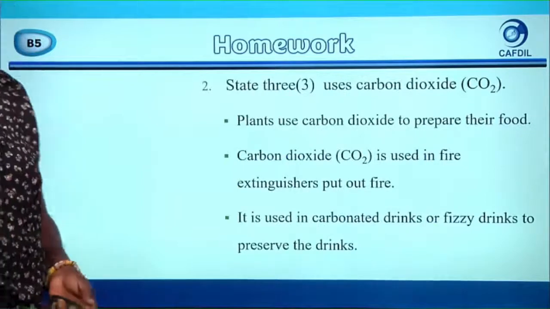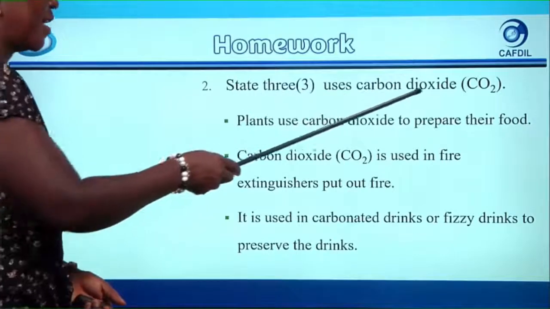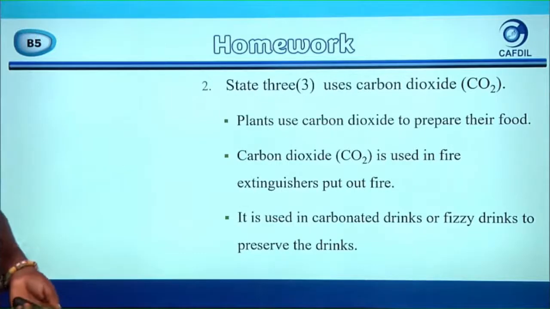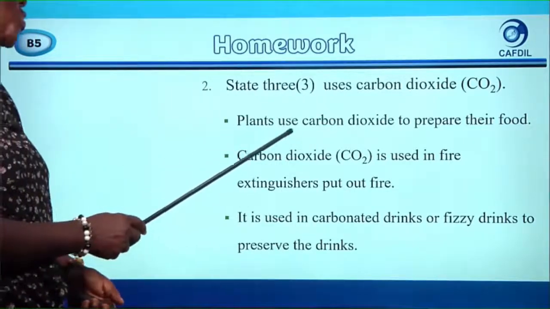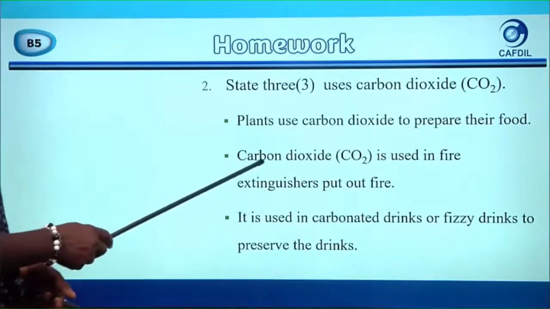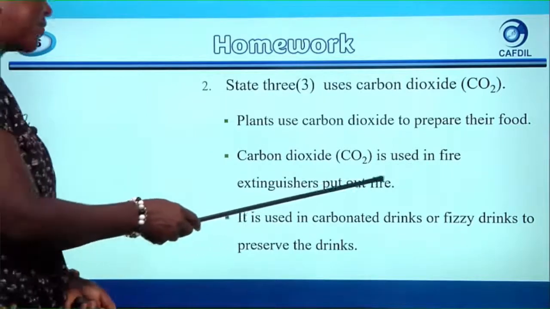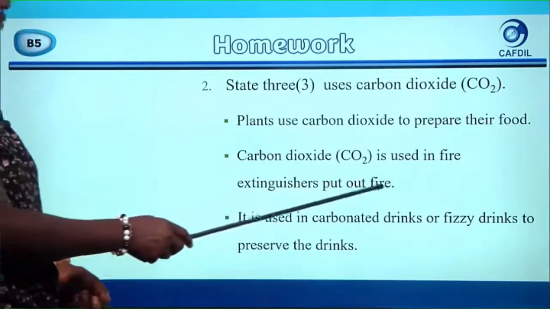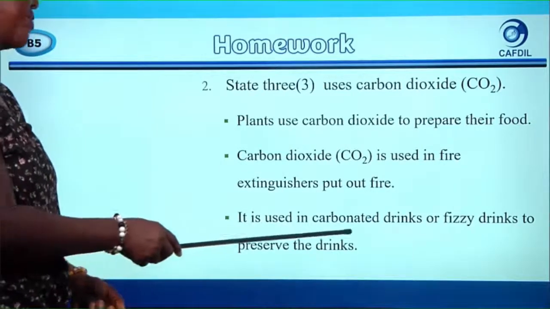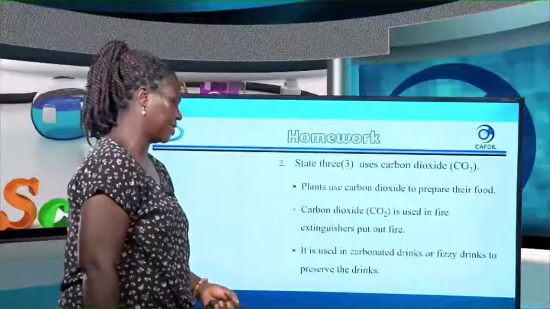Number 2, state 3 uses of carbon dioxide, CO2. 1. Plants use carbon dioxide to prepare their food. 2. Carbon dioxide is used in fire extinguishers. We use it to put out fire. 3. It is used in carbonated drinks or fizzy drinks to preserve the drinks.